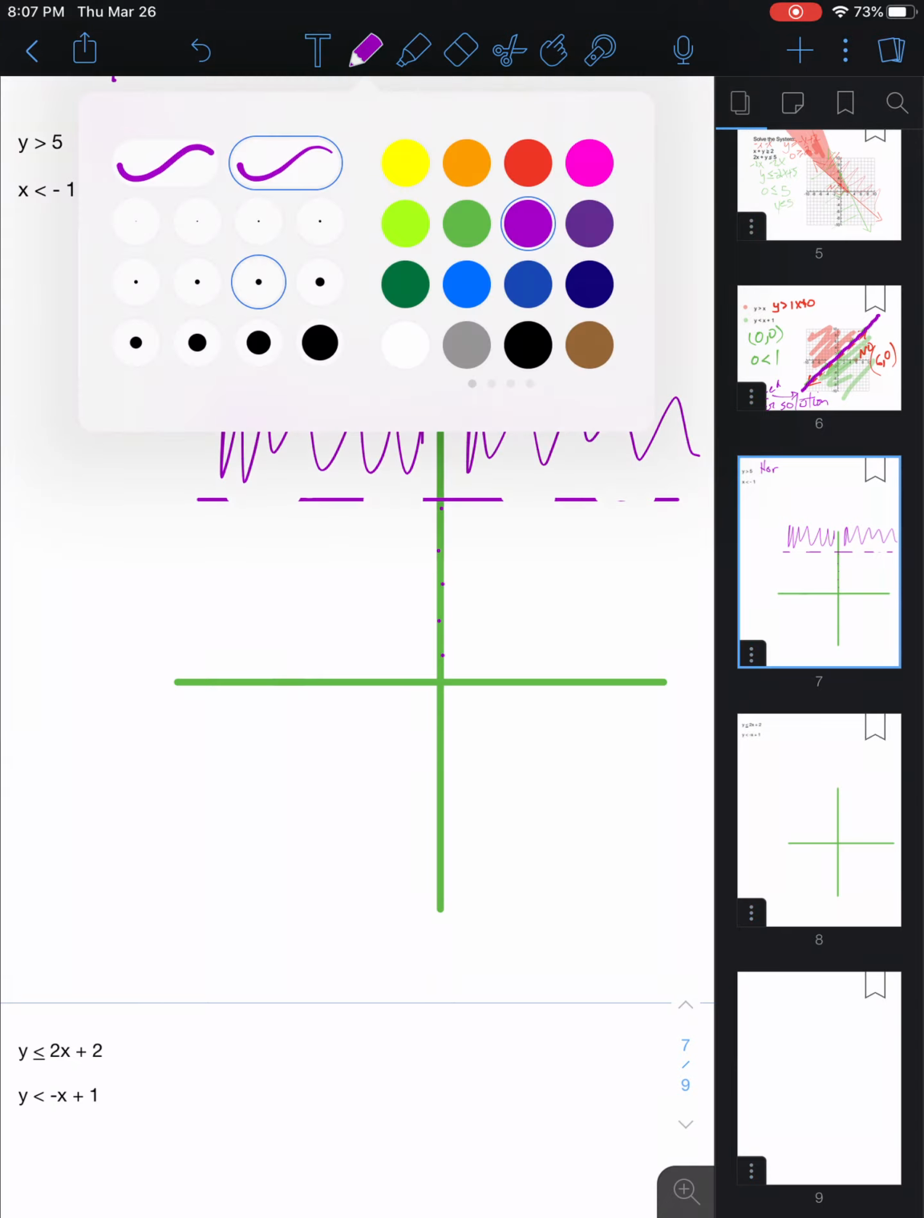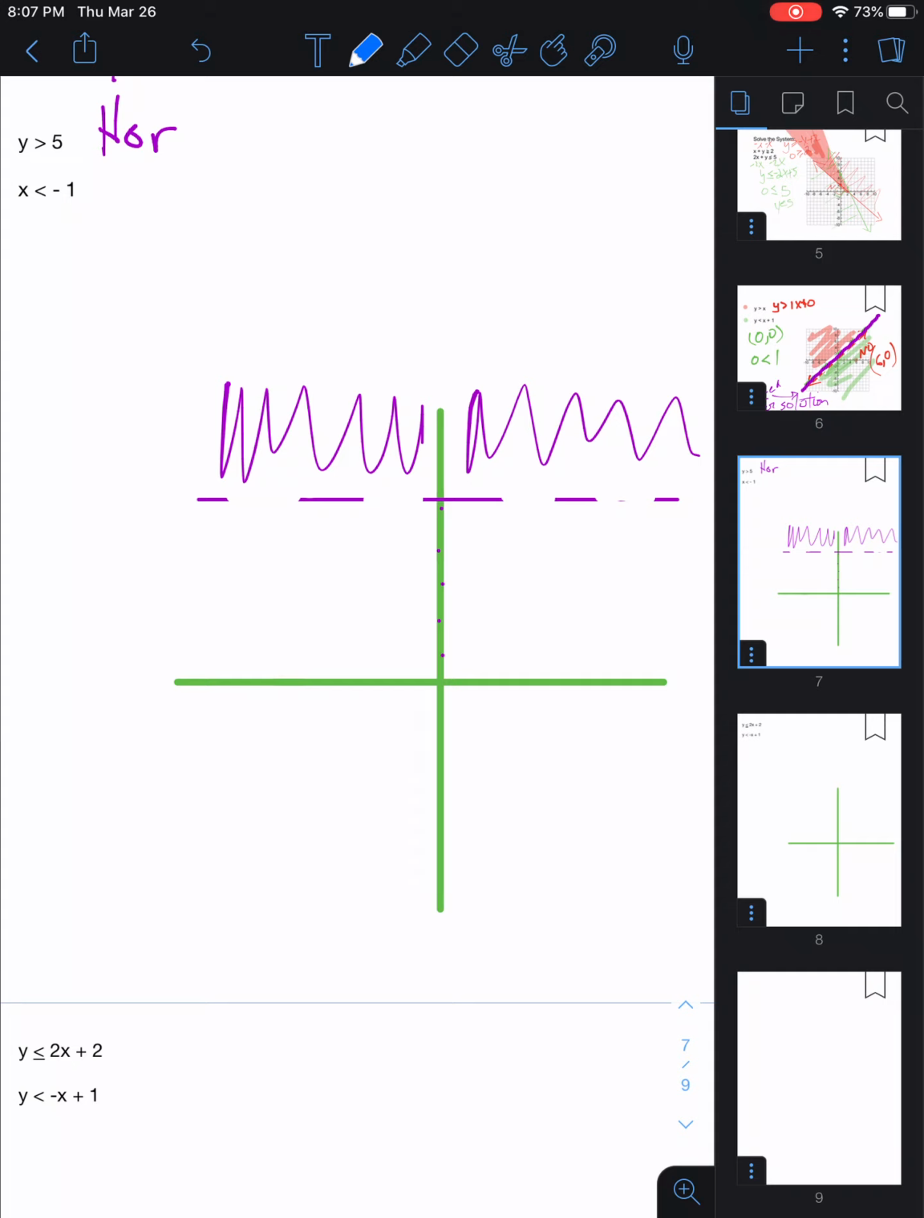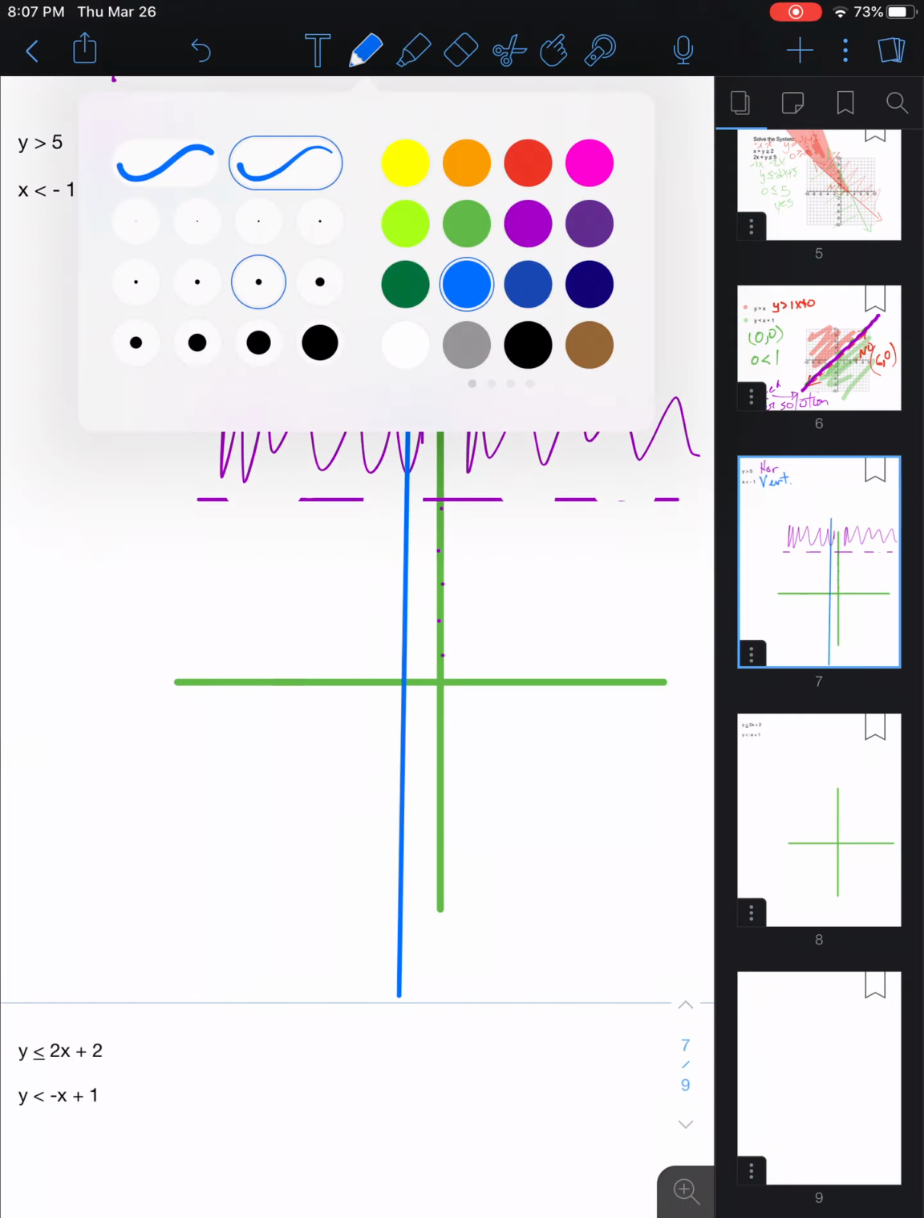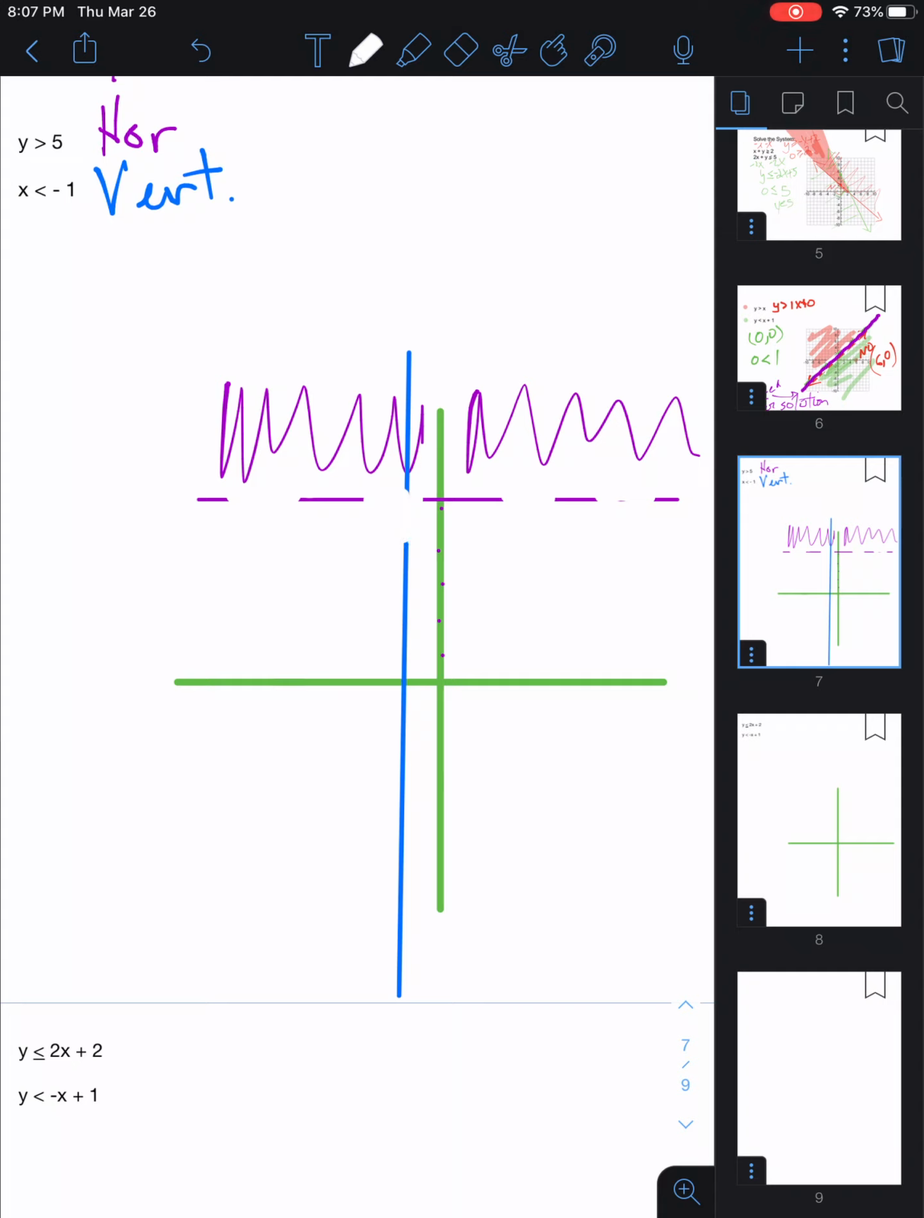Now, x is less than negative 1. Okay, well this time let's use blue. And we're going to go over negative 1, about like right there. And this will be a vertical line. And it's going to go down like this. And again, it's going to have some white out. So we'll go with that, white, and I'll white some stuff out and get a dotted line on this. Okay, and there's my dotted line.